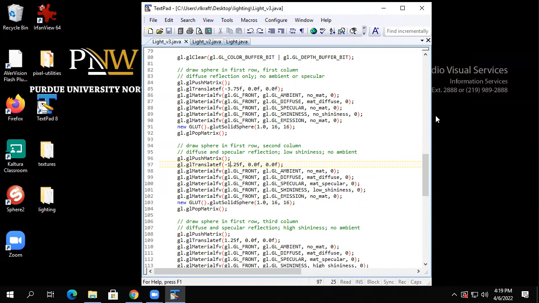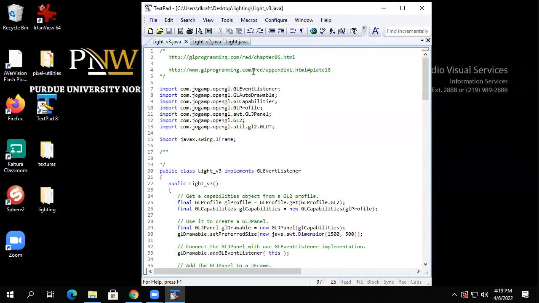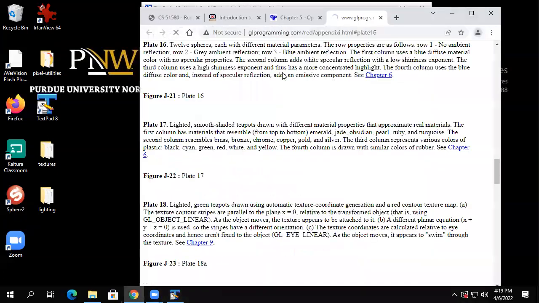Okay, so we're setting the front and we change the ambient, diffuse, specular, shininess and emission. We keep changing what we're using. Like this was low shininess, this was no shininess. Then this one's going to be high shininess. Now here's what this one leads up to.